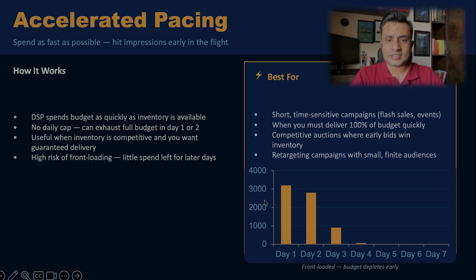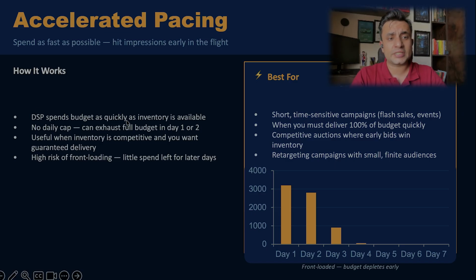So how is it done? Let's say you spent more than $3,000 on the first day. Then your budget on day 2 became around $2,800, and on day 3 you spent around $1,000. On day 4 you just spent around $100. So it's not evenly done, it's reducing over time because you spend as much budget as possible on day 1 itself. That's why it's accelerated pacing.